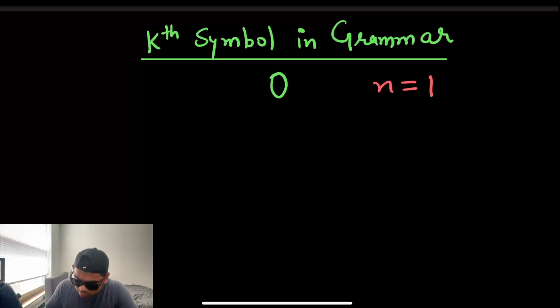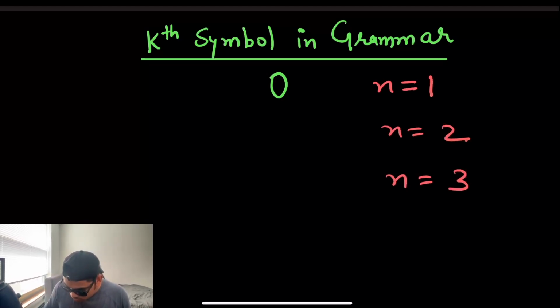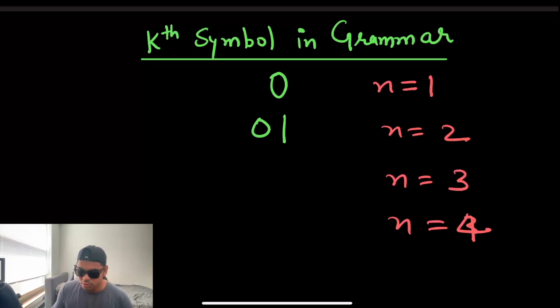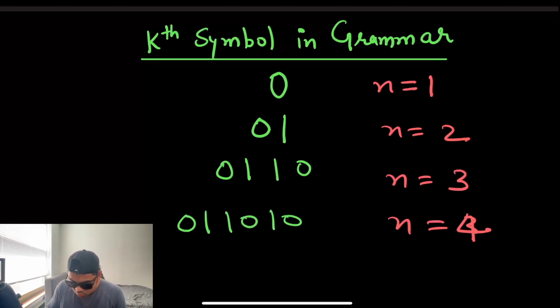What will be my next symbol when n is equal to 2, when n is equal to 3, when n is equal to 4? Okay, so let's generate our grammar. This 0 becomes 0, 1, that was told to us. And in n equals 3, this particular 0 will become 0, 1, right? And this 1 will become 1, 0. It was told to us in the problem statement. And then we repeat the same step for n equals 4. So the 0 will be 0, 1, 1 will be 1, 0, 1 will be 1, 0, the 0 will be 0, 1. All right, what do we see?